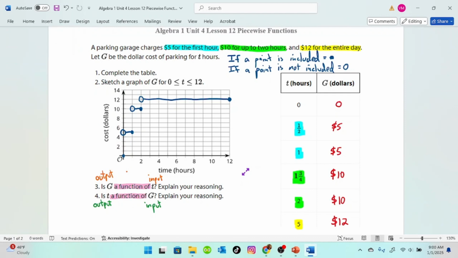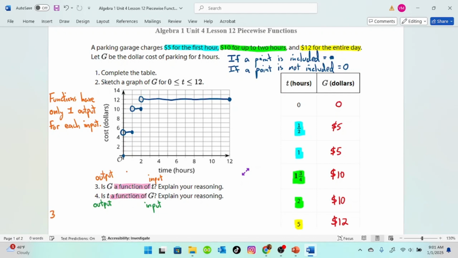What we need to remember, functions have only one output for each input. So this is the definition we're using to answer number 3 and number 4.